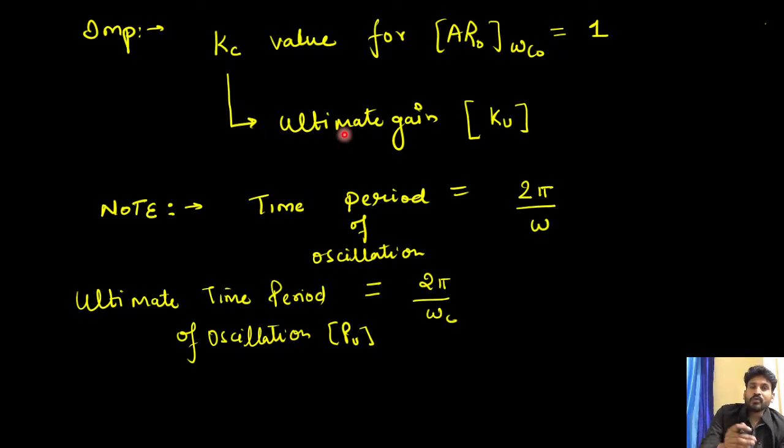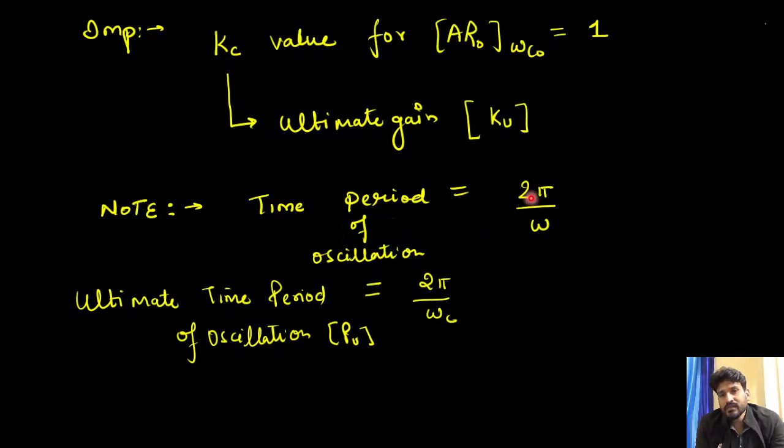So how to calculate the value of Kc, or you can say how to calculate the value of Ku. Actually Ku is the ultimate gain. Just put overall AR at crossover frequency equal to 1 and find out the value of K. That value will be your Ku, nothing else.